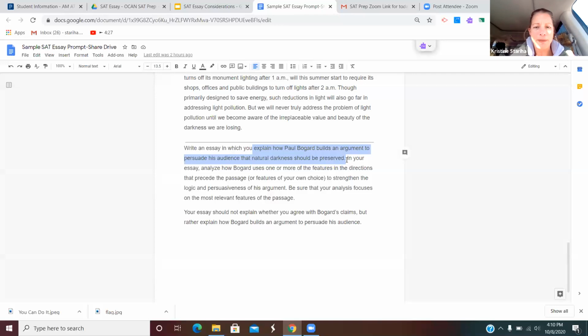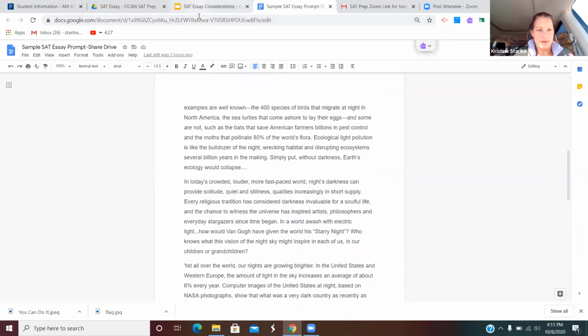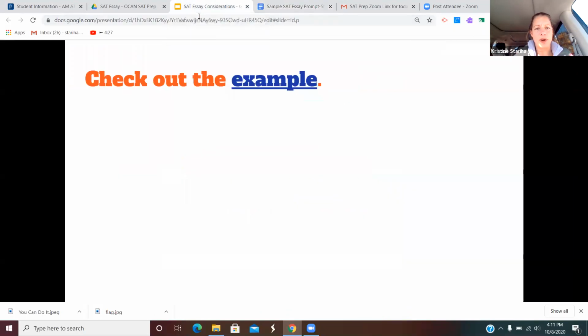Explain how Paul Bogard builds an argument to persuade his audience why natural darkness should be preserved. So what that's going to do, and SAT always does this, is tell you flat out, hey, this is the claim of the argument that you are reading. This is what the author is trying to argue. Then it's your job to figure out what the author uses to create that argument and why the author might make those choices. So let me go back to my slides for a second. We'll talk some more about what that looks like when you're writing an essay.